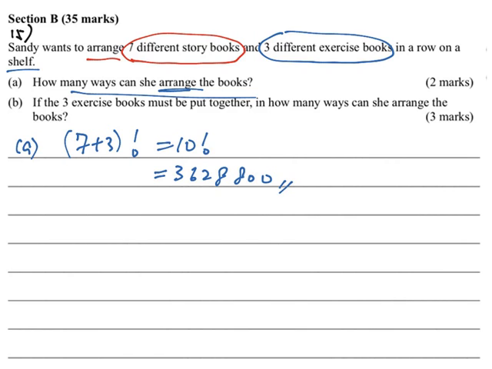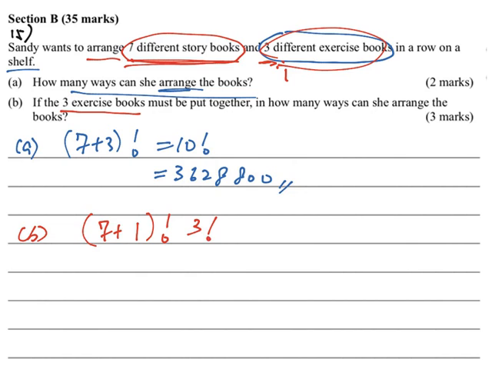Next, if these 3 exercise books must be put together, that means these 3 books will be considered one big book. And how many arrangements? For part B, these 7 books with this 1 book will have an arrangement, and at the same time these 3 books also have an arrangement, so it's 3 factorial. So it is 8 factorial times 3 factorial, so you can get 241,920.